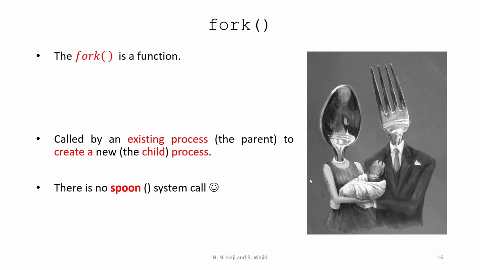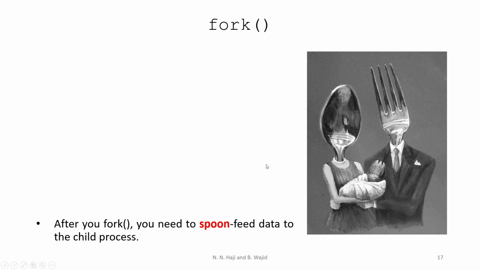Interestingly, the picture does show a fork and a spoon giving rise to a spork, but there's no spoon in a system call. But interestingly, a fork does require, in some sense, to spoon feed data into the child process.